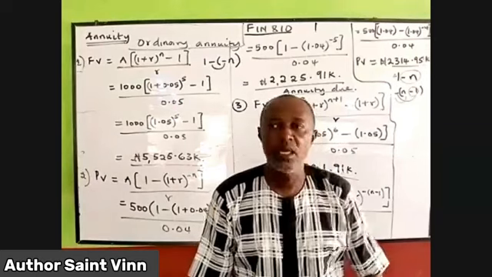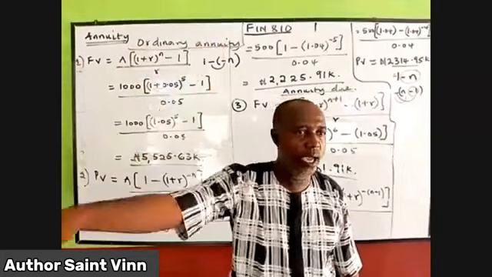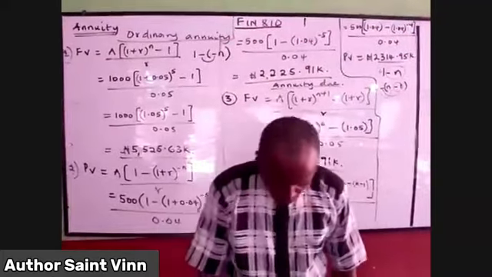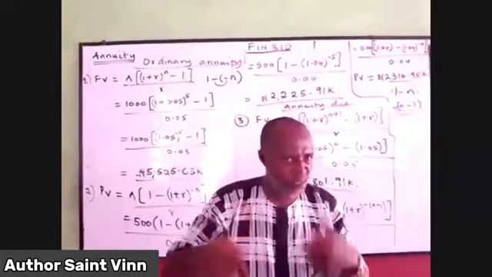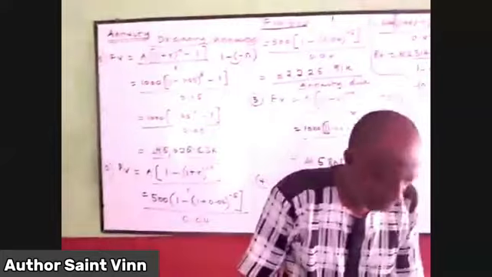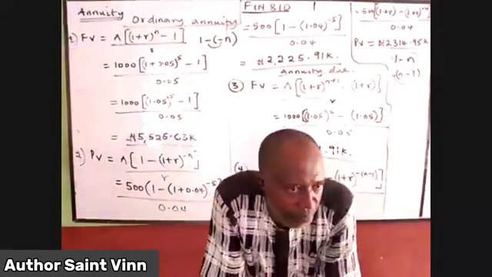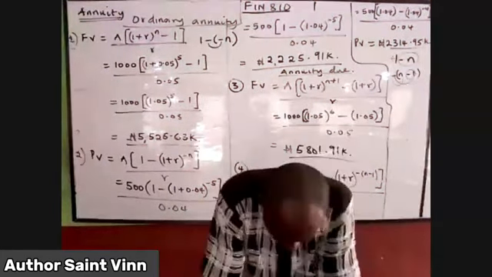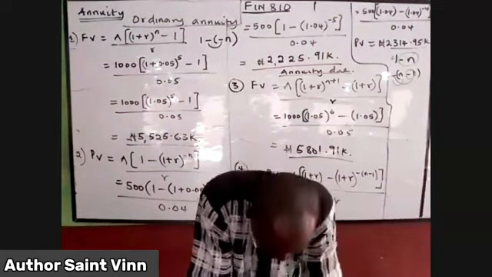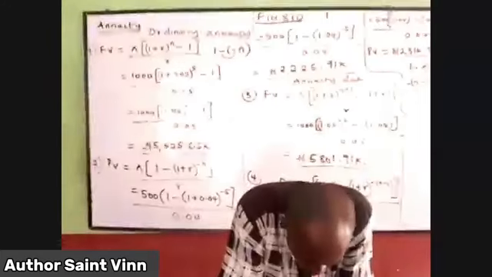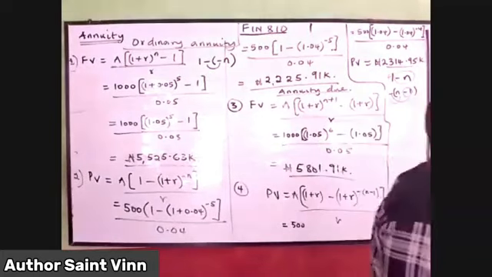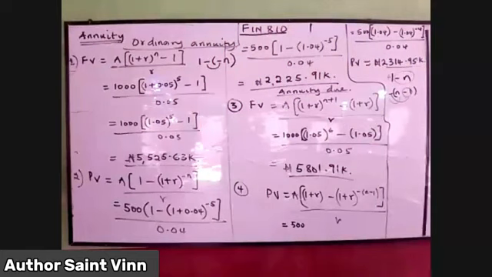A business bank PLC for a year. If the bank pays 20% interest per annum, what is the value at the end of the year? That's the question. What formula are we going to use?